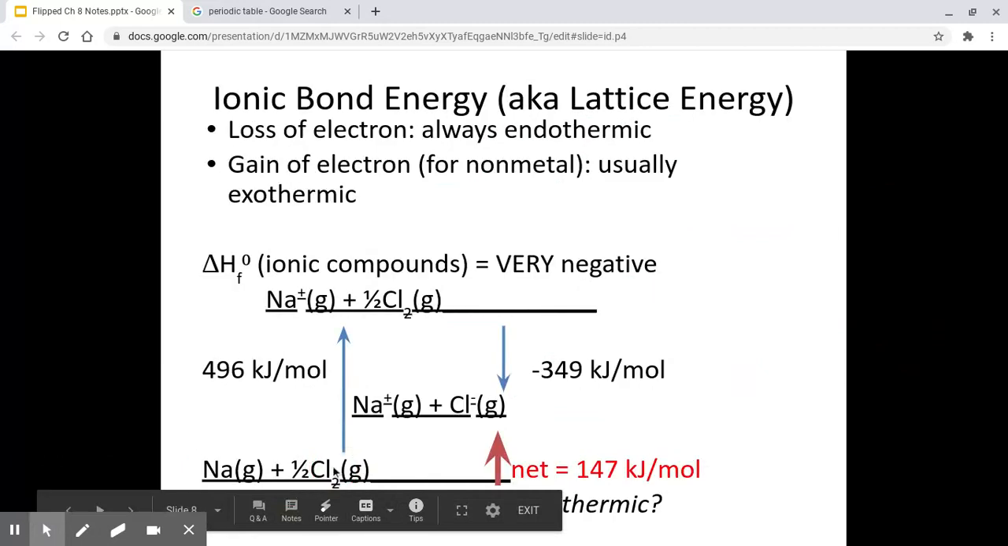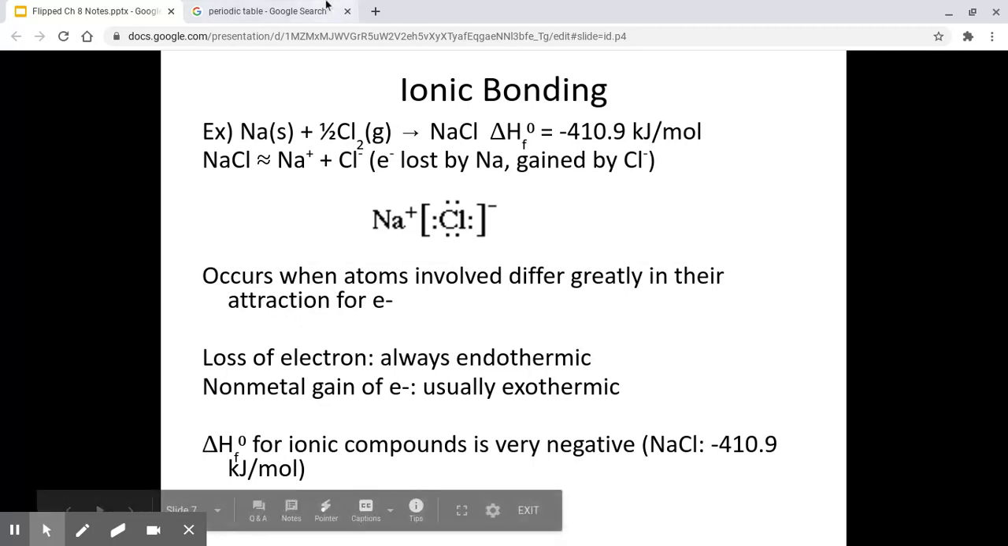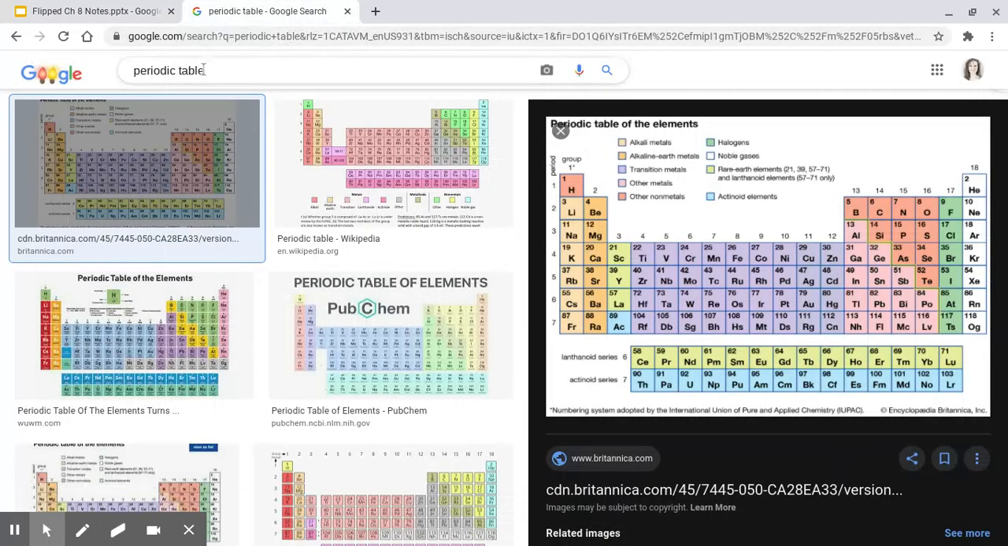Okay, before we look at bond energy, I just want to show you one more thing. Ionic compounds and covalent compounds and metallic compounds, not only do they have very different descriptions of their bonding, but that bonding results in very different structures. So I want to show you some of those structures.